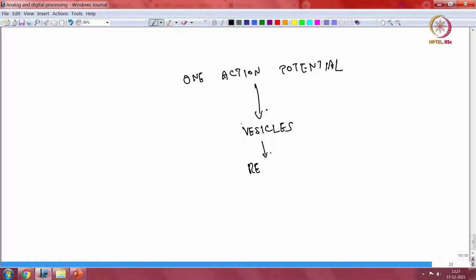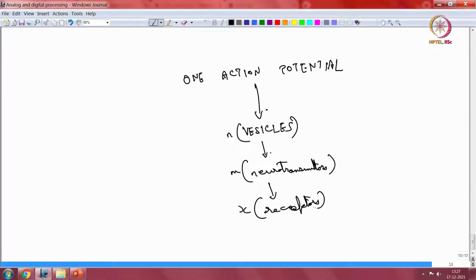So, n vesicles release m transmitters which activate X receptors, which results in a postsynaptic potential. It can be inhibitory, excitatory, whatever. So the one single signal results in an amplification across a synapse.